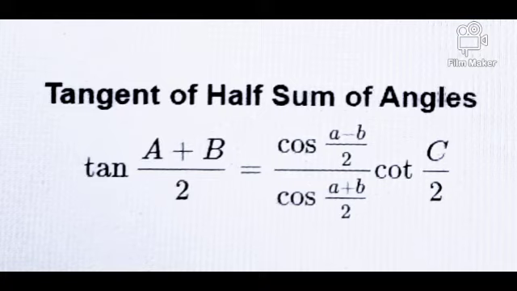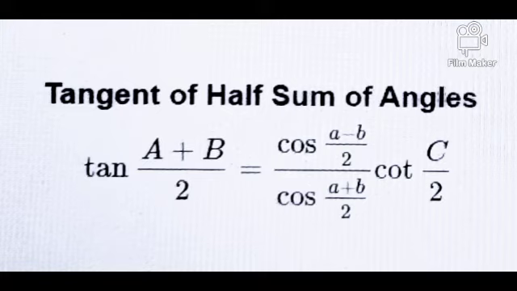If you consider the two angles A and C, then by Napier's analogy, the tangent of half the sum of A and C, tangent of A plus C over 2, equals cosine of small a minus small c over 2 over cosine of small a plus small c over 2 multiplied by cotangent of the third angle, which will be angle B, cotangent of capital B over 2.